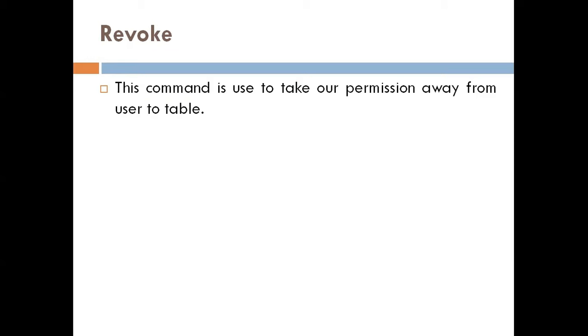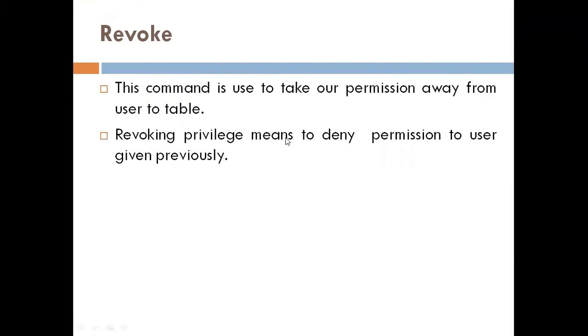Now with the help of the revoke command, which permissions will be taken away from the user? Those permissions which are granted with the help of the grant command, only those permissions are taken away from the user. So revoking privileges means to deny permission to a user given previously. Here, given previously means those privileges which are granted with the help of the grant command.